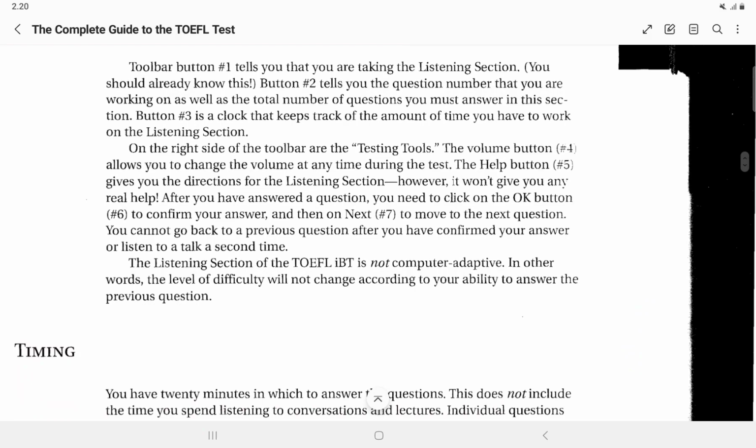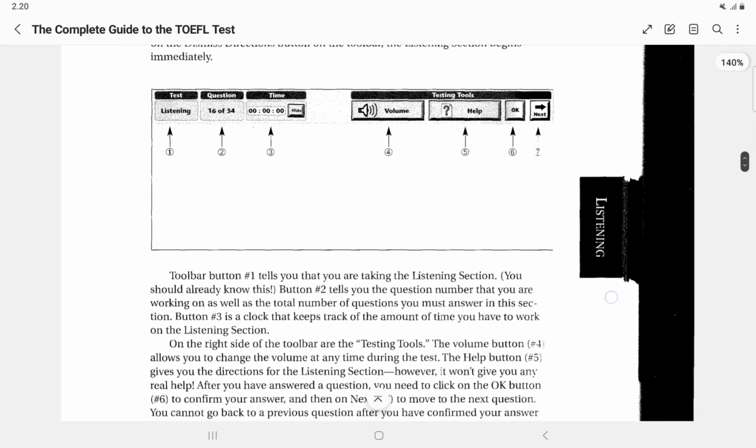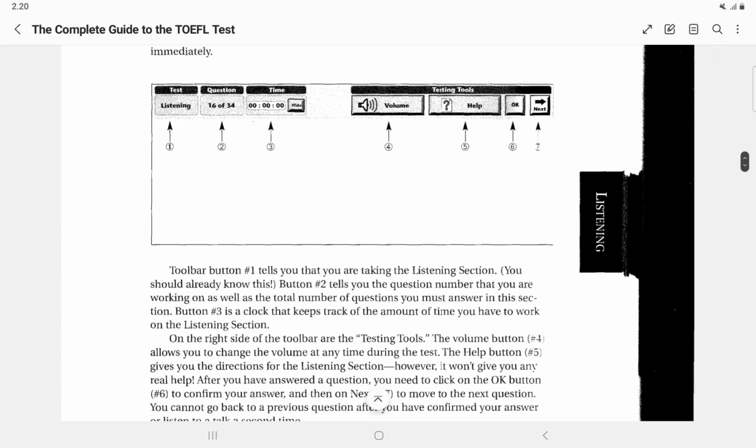Toolbar button number 1 tells you that you are taking the listening section. You should already know this. Button number 2 tells you the question number that you are working on, as well as the total number of questions you must answer in this section. Button number 3 is a clock that keeps track of the amount of time you have to work on the listening section. On the right side of the toolbar are the testing tools.